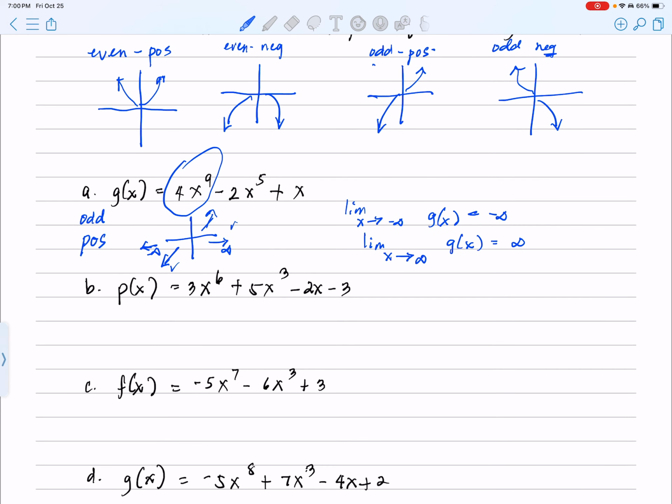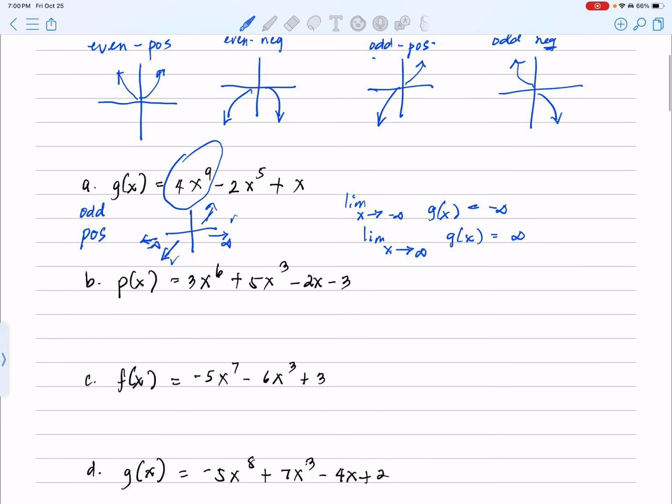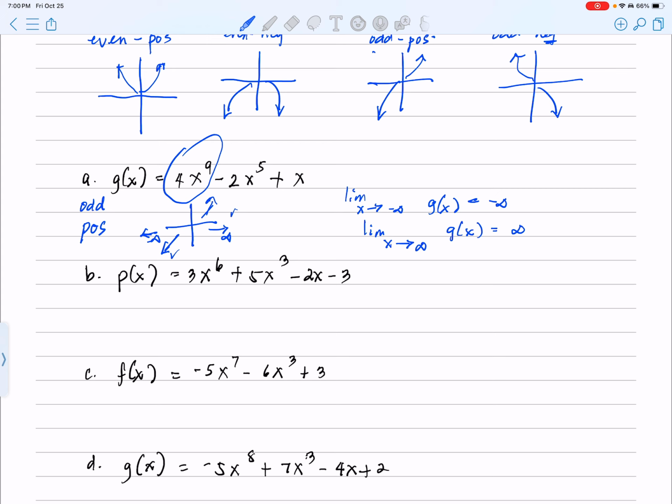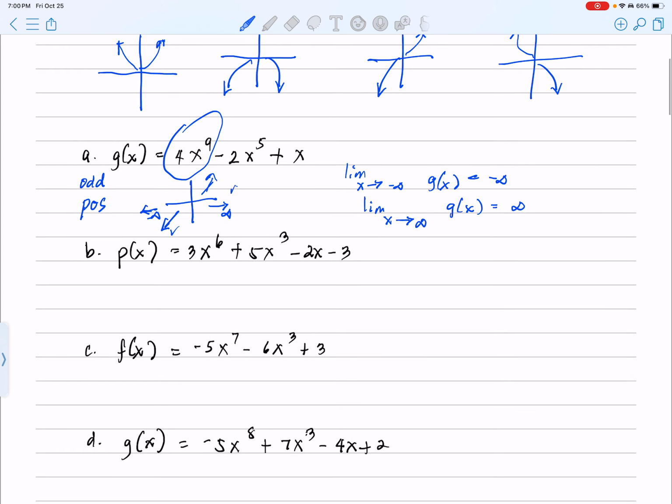I simplify the guide. For number 2, letter B, p of x is equal to 3x to the 6th power plus 5x cubed minus 2x minus 3. We'll just look at the leading term. Okay, it's even and positive. So even and positive, that means both ends rise up.